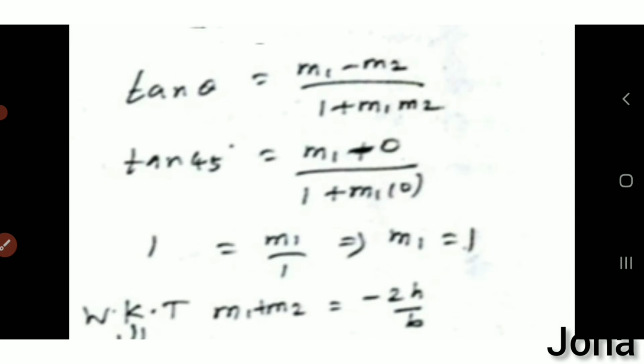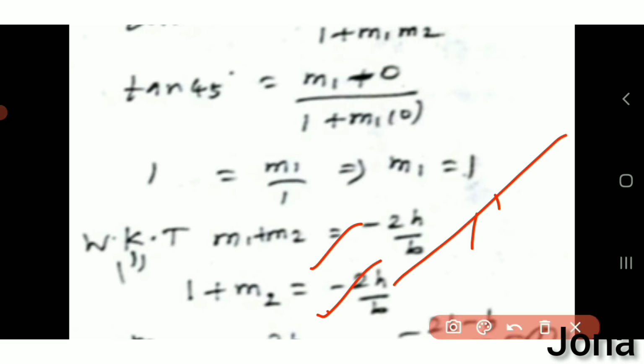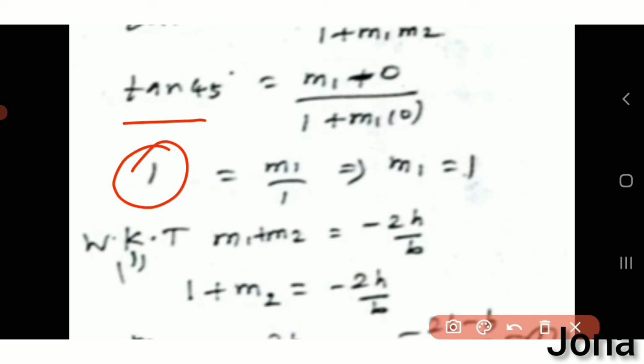Substitute the values here. Theta is 45 degrees, m1 is m1 and m2 is 0. So m1 minus 0 divided by 1 plus m1 into 0. In the numerator we have m1 only. Therefore, tan 45 degrees, the value is 1, equal to m1 divided by 1. It's nothing but m1 equal to 1.